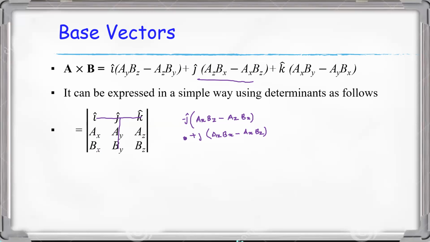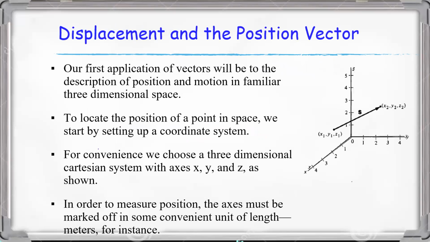So using the base vectors, we can represent the cross product in a simple method. Next, we have to discuss the displacement and the position vectors. Now we stop here. We will discuss this in the next class. We have to discuss displacement and the position vector. Okay, thank you.